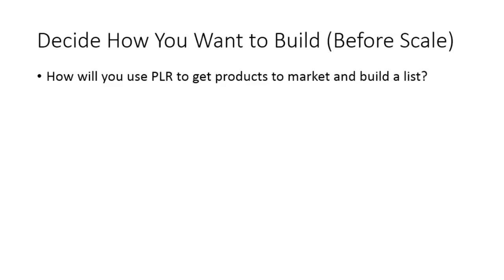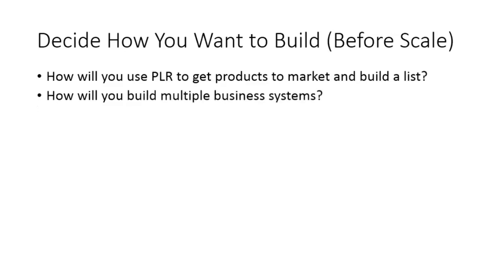You've got PLR. You've got a lot of products. You can build a business. How do you want to build it? How do you want to use your PLR products to market and build your list? How do you want to do it? Okay, there are a lot of ways to do it, and you don't have to do it all one way. How are you going to build multiple business systems?